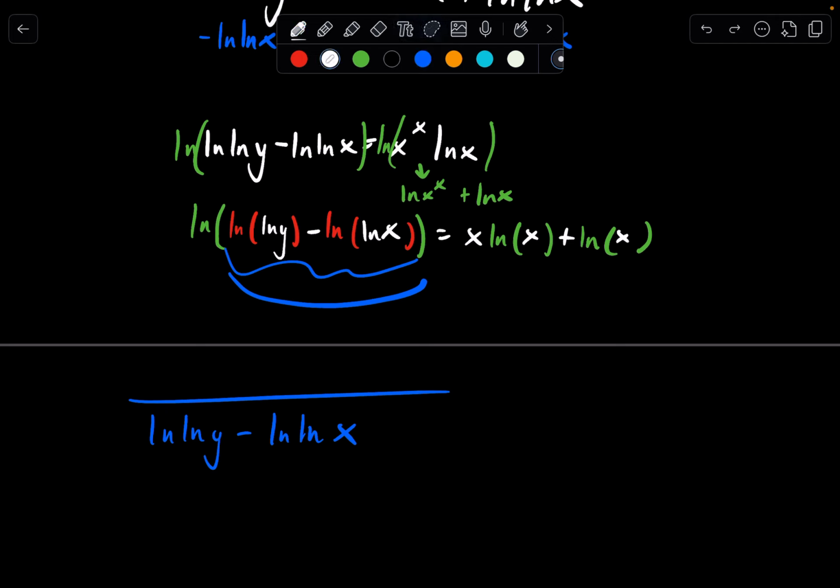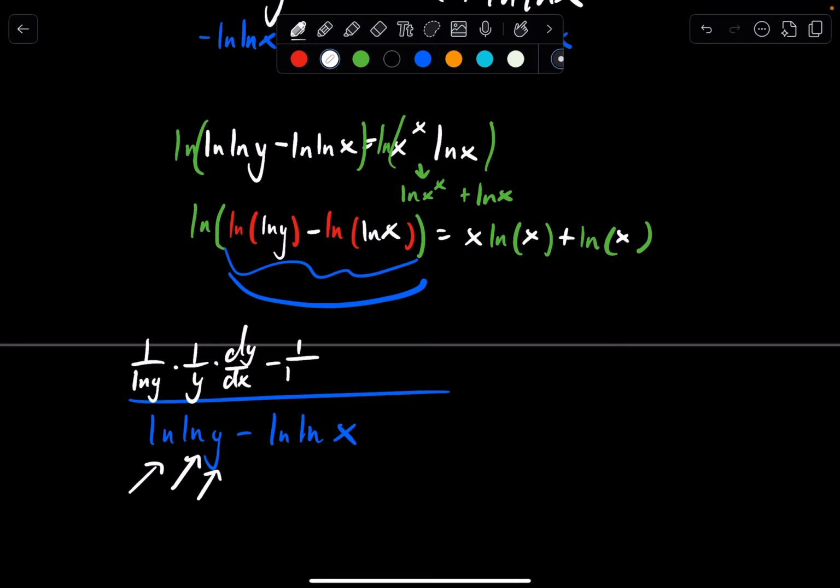On the top, we have the derivative of natural log of y is 1 over ln y, and then chain rule once again, derivative of ln y, which is 1 over y, and chain rule once again, derivative of y is y prime, or dy dx. And then when we take the derivative of the ln of x, same thing, we just subtract 1 over ln x, and then chain rule, we multiply the derivative of ln x, because this is a parameter essentially. And then derivative of x with respect to x is just 1. So we can write that in.